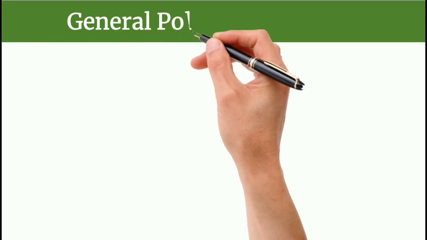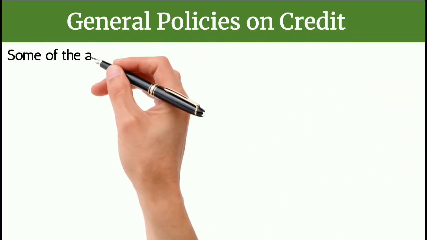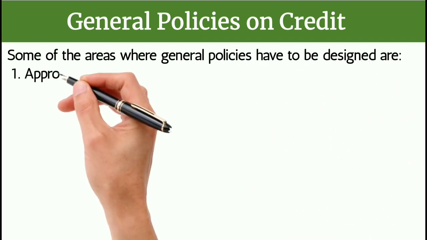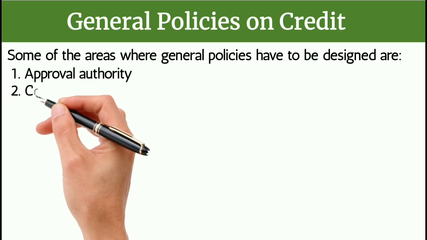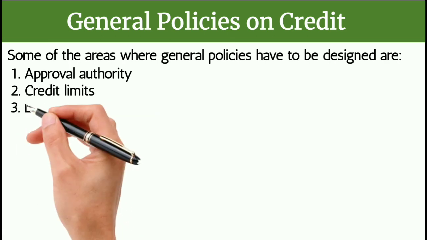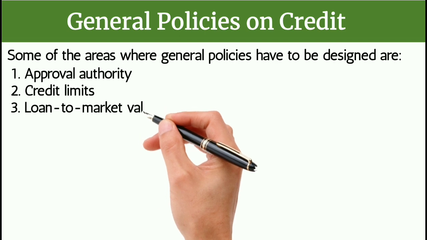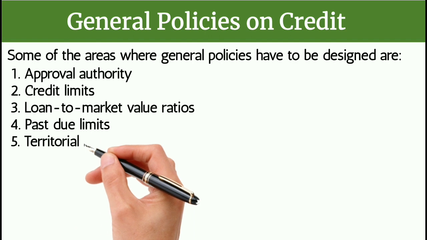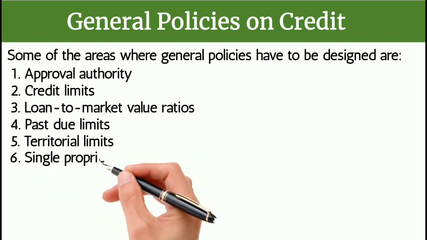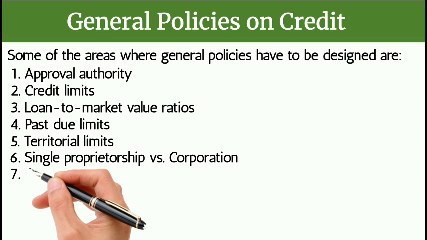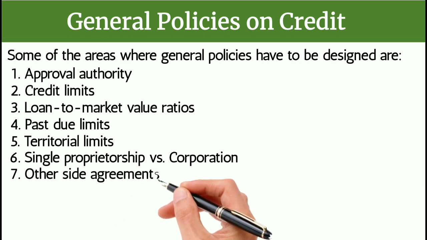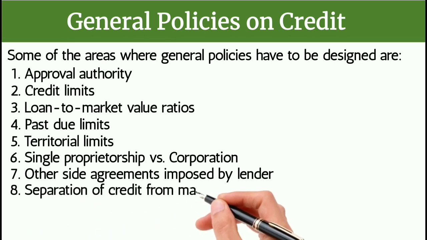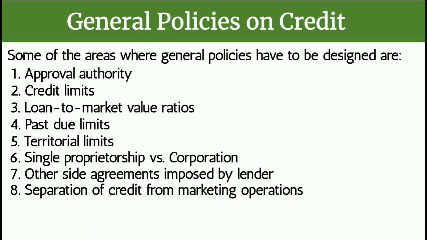Next, general policies on credit. Some of the areas where general policies have to be designed are, first, approval authority, second, credit limits, third, loan to market value ratios, fourth, past due limits, fifth, territorial limits, sixth, single proprietorship versus corporation, seventh, other side agreements imposed by lender, and eighth, separation of credit from marketing operations.